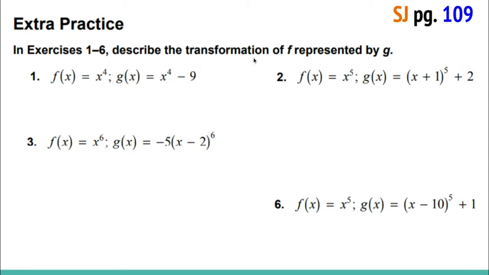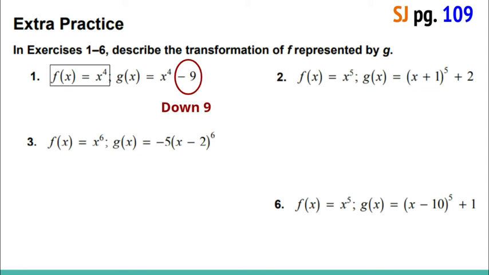So the change, transformation, is change. How did the original equation f change to get to g? The only difference between these is this minus 9. So what did that minus 9 do to the graph? You have to decide, is it together with the x or is it separate? And here, it's not inside x minus 9 with the power of 4, it's actually separate. So this one is down 9.